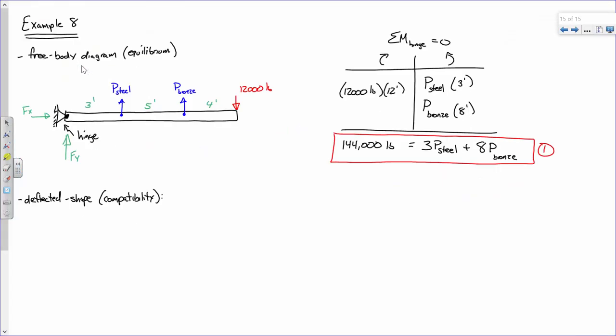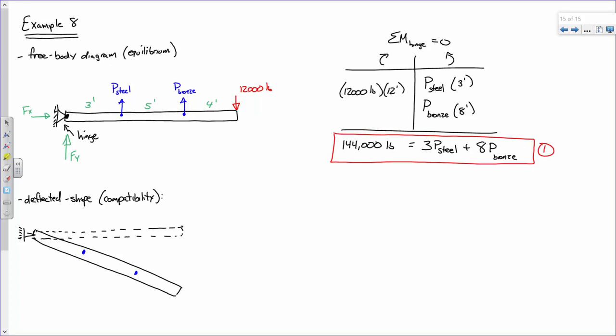So bear with my artwork, and we'll do my best. There's the bar before, here's the hinge, and I propose that afterwards it looks something about like that. That's about the best you're going to get out of me in terms of artwork, so apologies. Okay? Now, remember, there's a rod hanging right here, and there's a rod hanging right here. So what happens to those two rods? They stretch out, right?